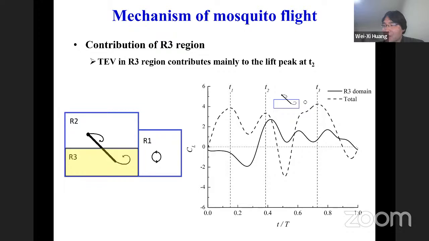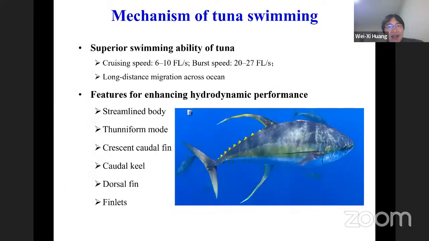Okay, so from the point of view of the vortex dynamics, I'd like to introduce the second example. This is tuna swimming. For the tuna, it's not only a delicious dish, but also a very good swimmer. It has a superior swimming ability.